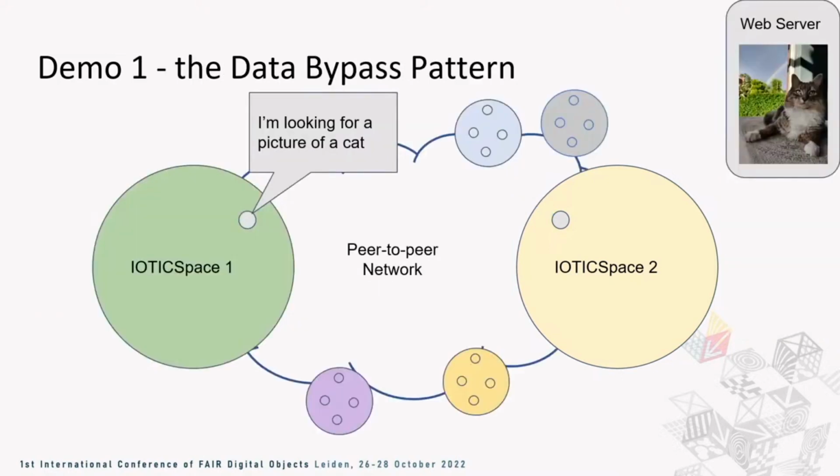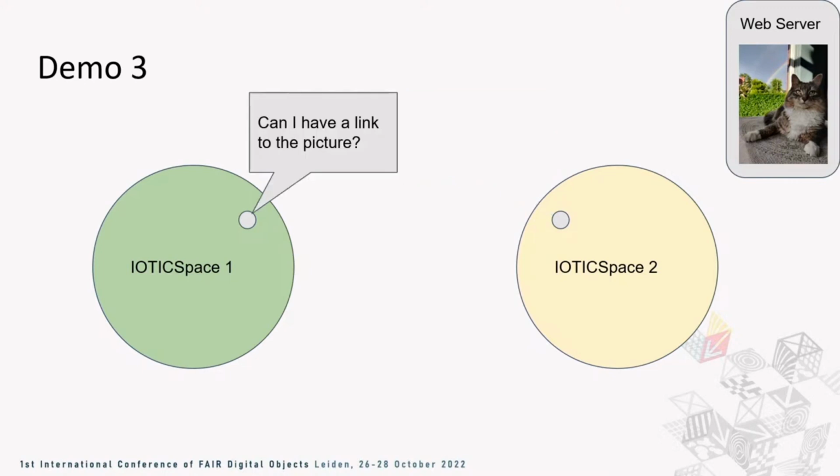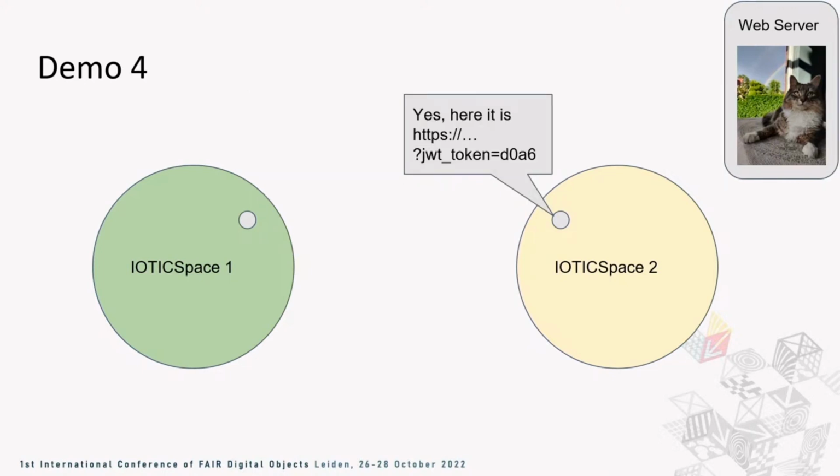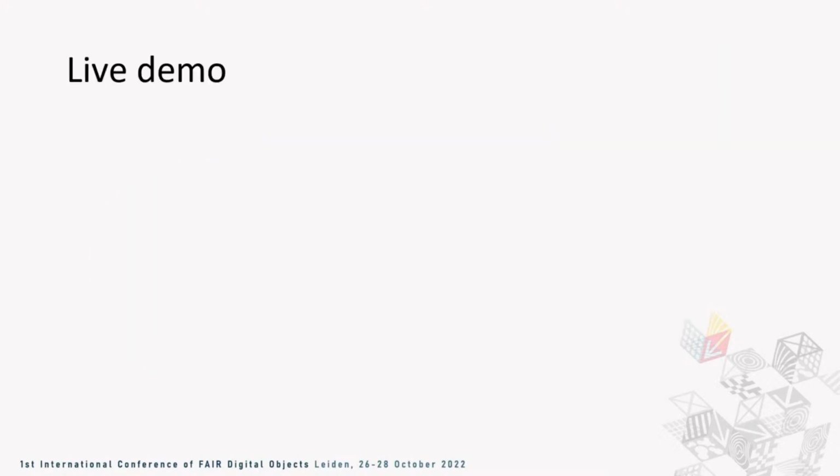So then, what happens? Somebody else in another IOTICS space, this could be a digital twin of a researcher or a person, says, hey, I'm looking for a picture of a cat. And that gets sent across the whole network. It says, hey, everybody, has anybody got a picture of a cat? And the people over here go, I have a twin of a picture of a cat. And then this one says, can I have a link? And it goes, yeah, sure, here's a link to it. And it puts a JWT token on the end of it, to a one-time URL. This one says, fine, I'll have that link, thanks very much. There we go, live demo.